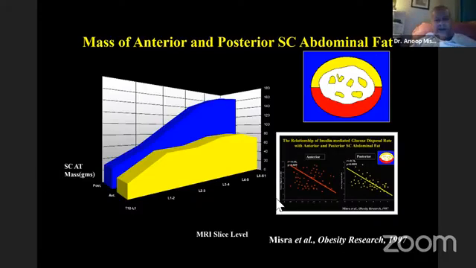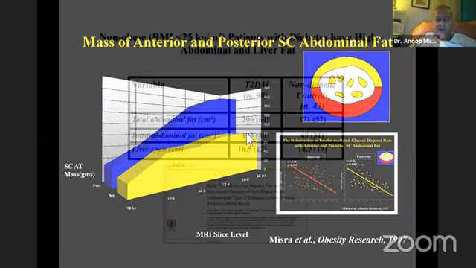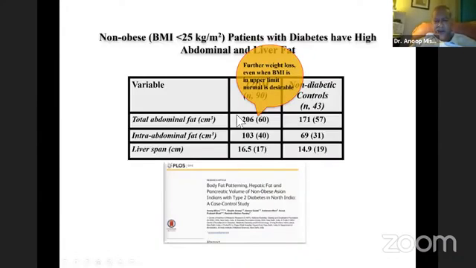We further looked, using an MRI study, at non-obese patients with diabetes and matched non-diabetic controls. We found that the moment they become diabetic, and these are newly diagnosed diabetic patients, if you look at their total abdominal fat and intra-abdominal fat, they're far too high compared to non-diabetic, BMI-matched controls. And liver span is also higher. This is a PLOS One publication we did some time back.